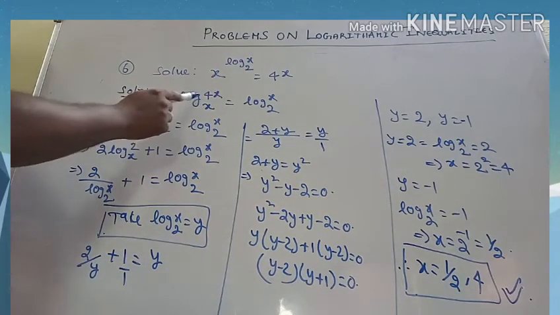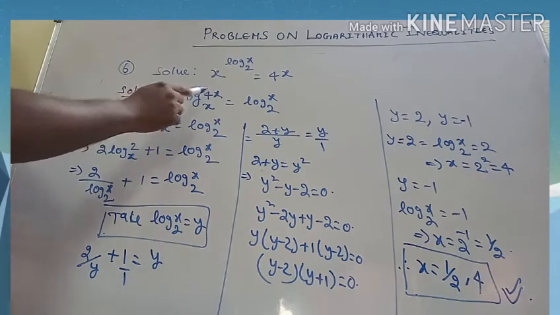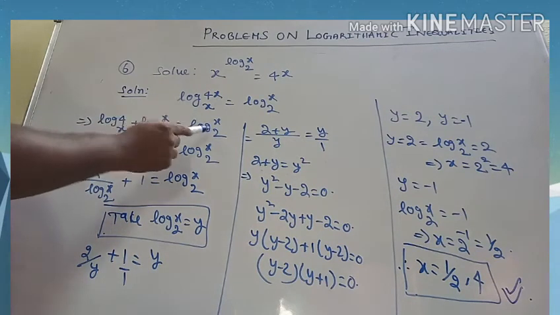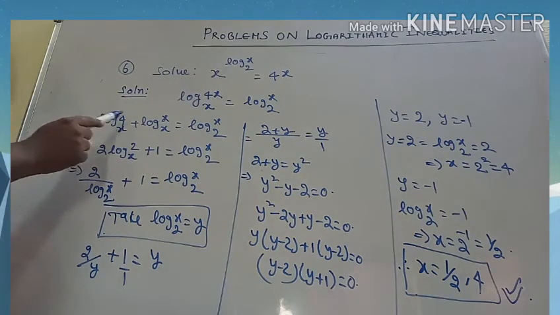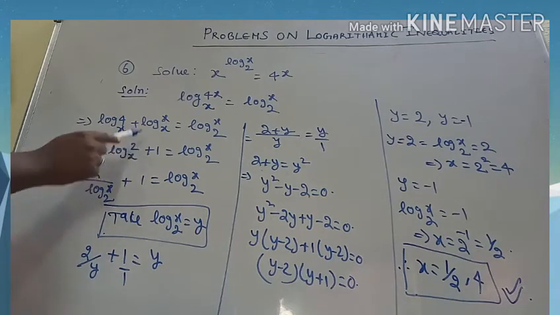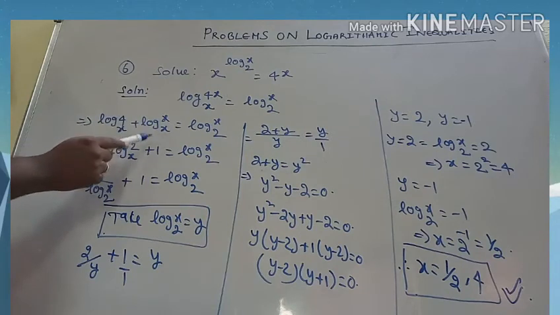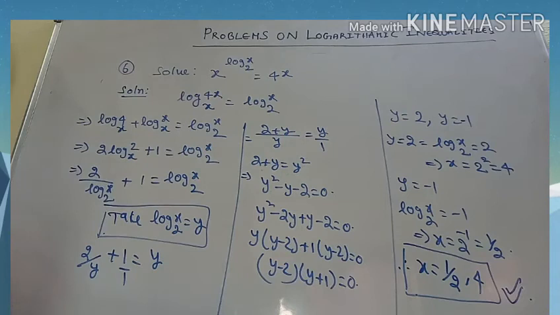Now this log 4x to the base x we can write as log xy. Log AB you can write as log A plus log B to the same base x. That's why log 4 to the base x plus log x to the base x is equal to log x to the base 2, like this. And log 4 you can write as log 2 square, that we can write as 2 into log 2 to the base x plus log x to the base x. Logarithm of any number to the same base becomes 1. That's why plus 1 is equal to log x to the base 2, like this.